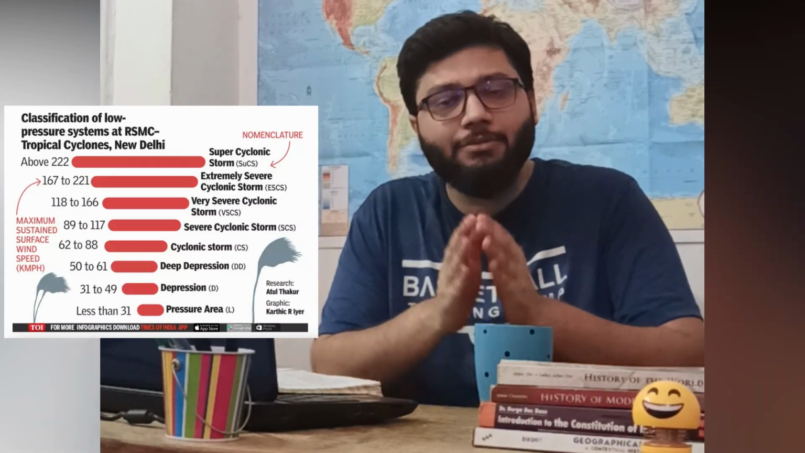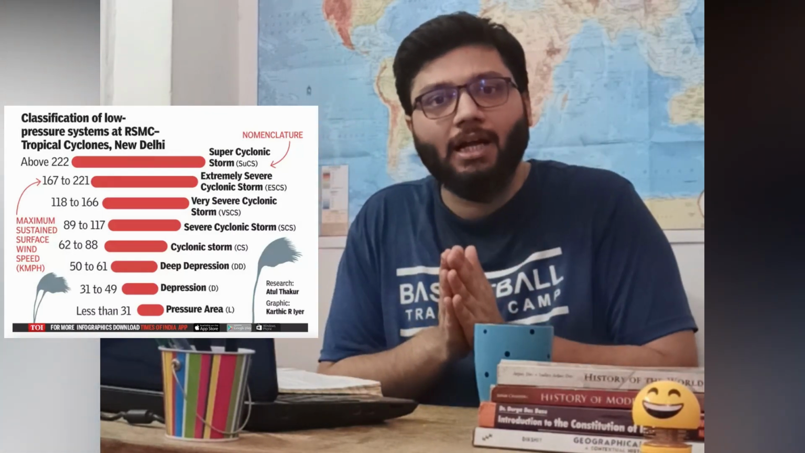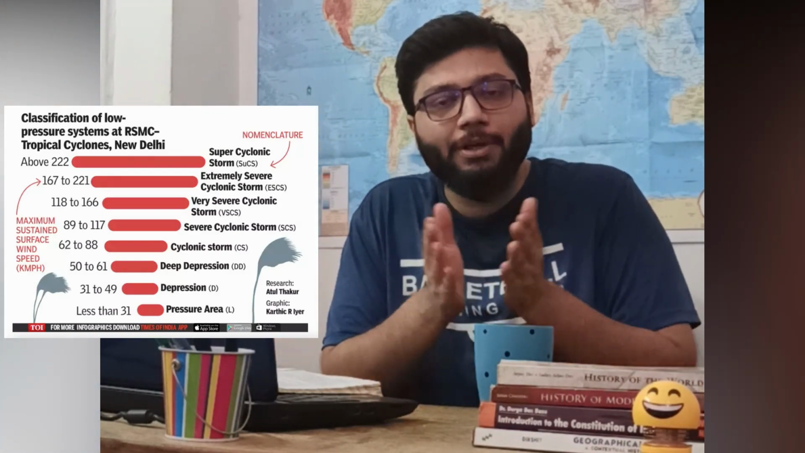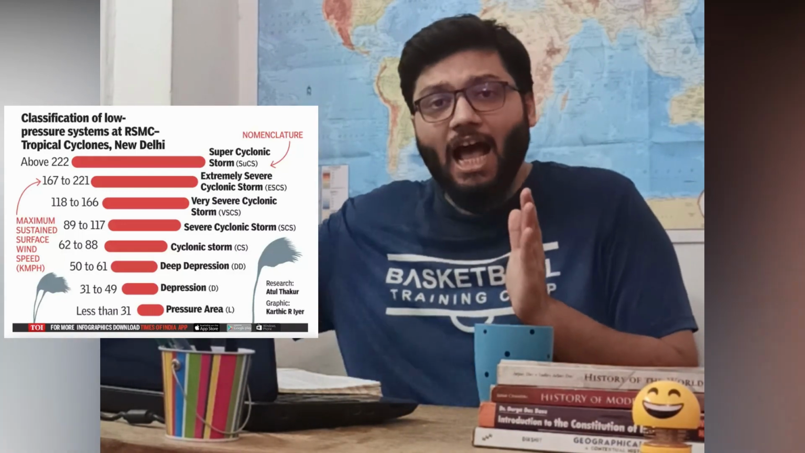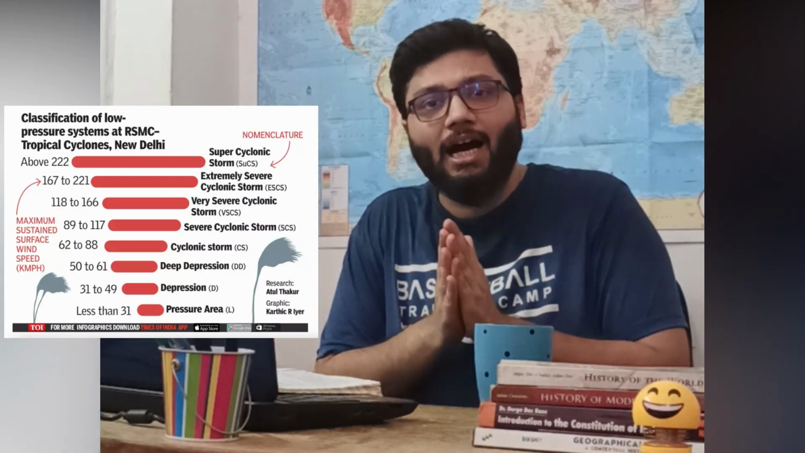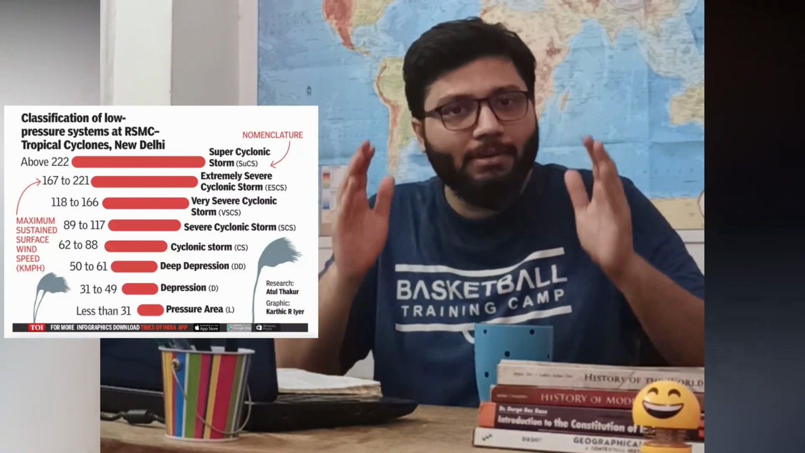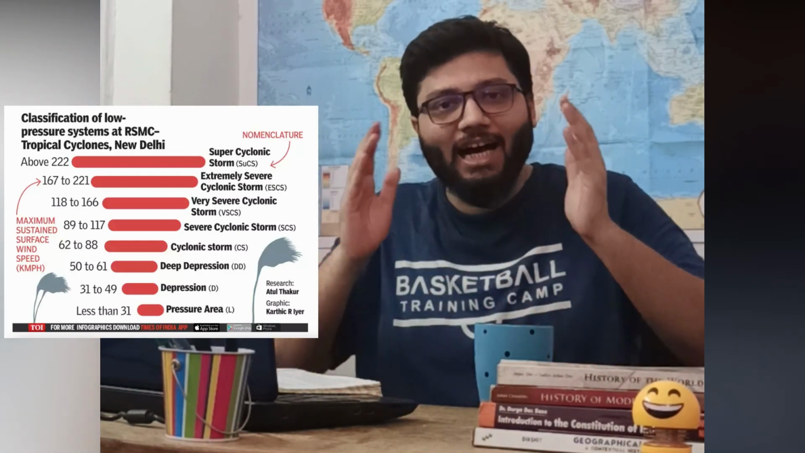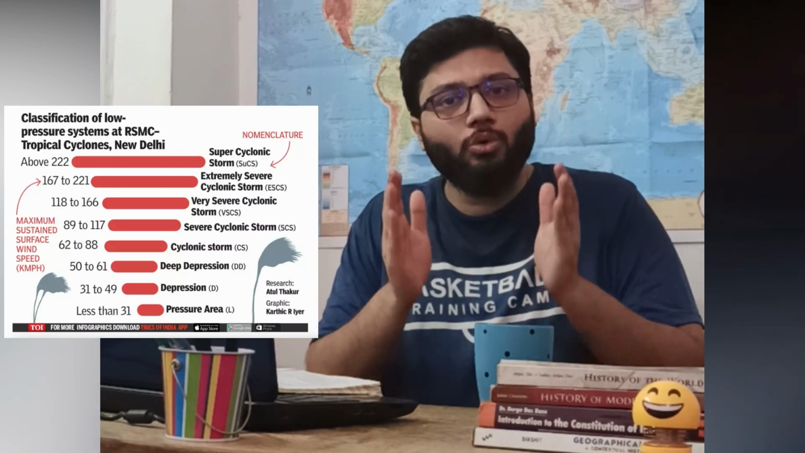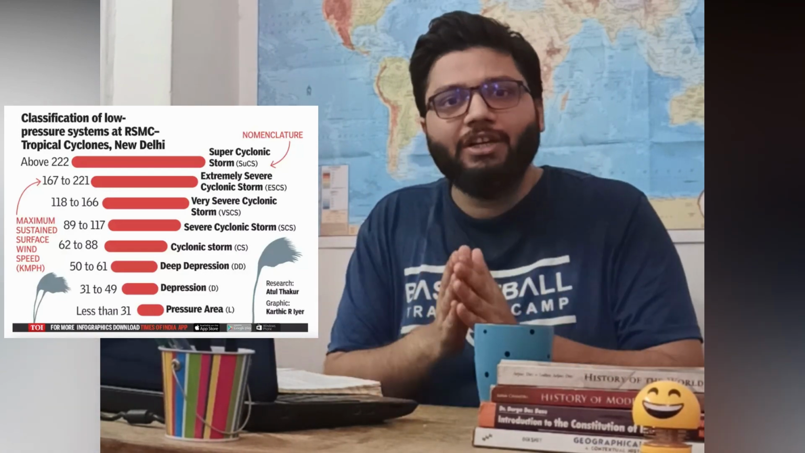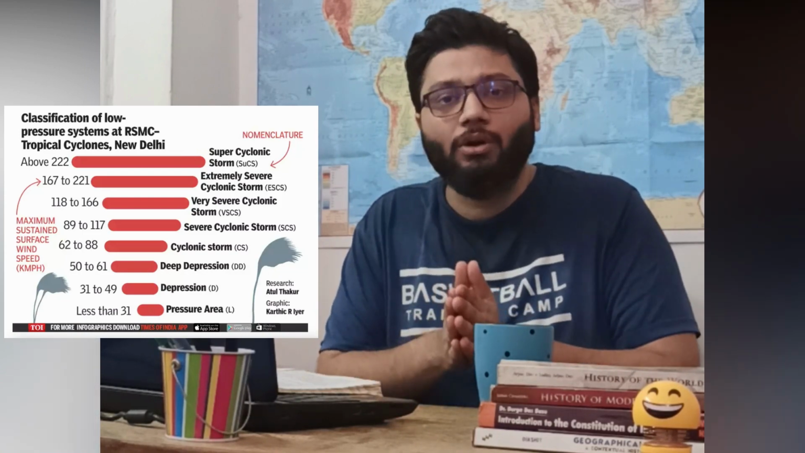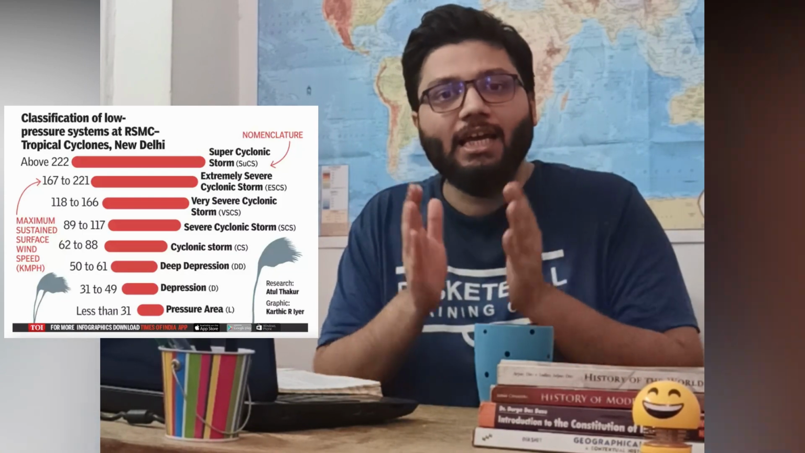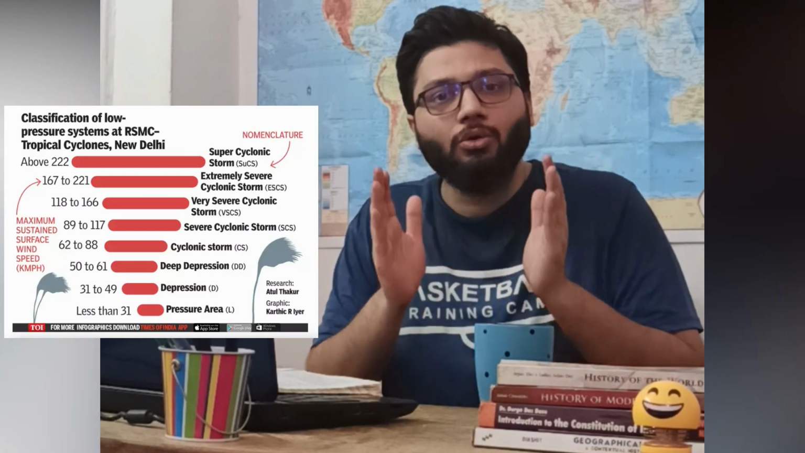If these wind speeds move above 118 km per hour, the cyclone starts to be called a very severe cyclone. And if the wind speed exceeds 166 km per hour, then it is called an extremely severe cyclone. And the last category is 220 km per hour, above which we start calling it a super cyclone. And this kind of super cyclone India had already faced in the year 1999 at the coast of Odisha.